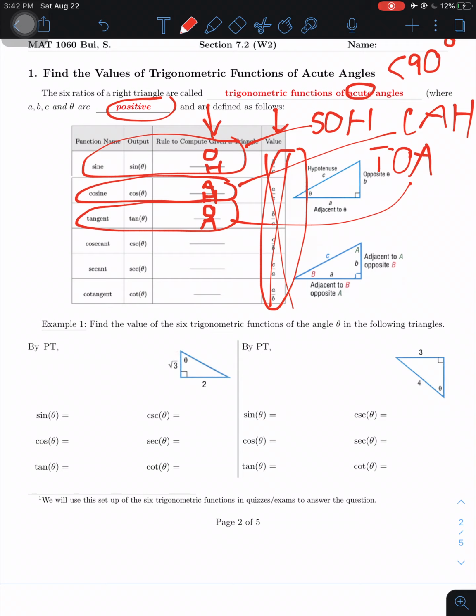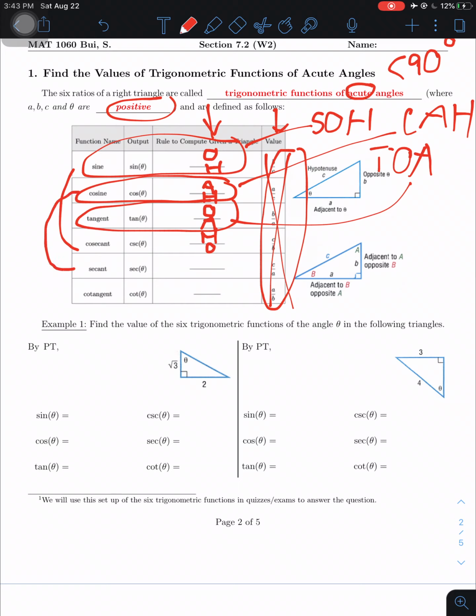Okay, now let's talk about cosecant, secant, and cotangent. These three are not as commonly mentioned as the first three, but they're still important in the sense that they flip the first three trigonometric functions that we just mentioned. So cosecant matches up with sine, so it would be hypotenuse divided by opposite.